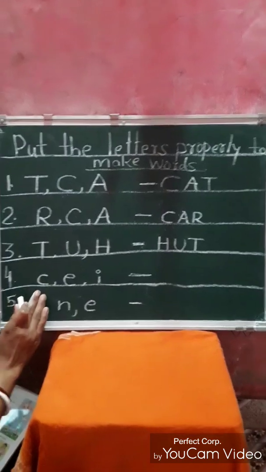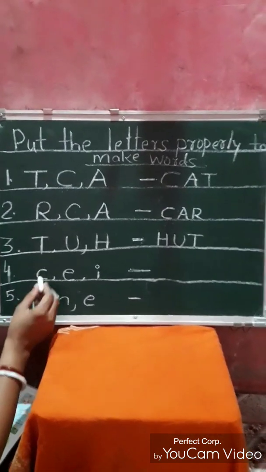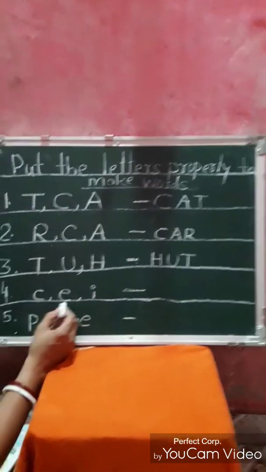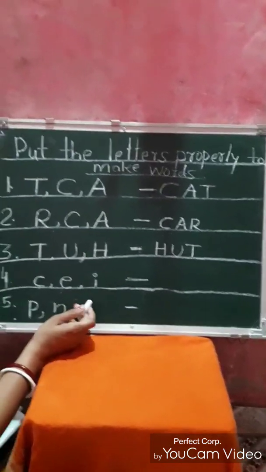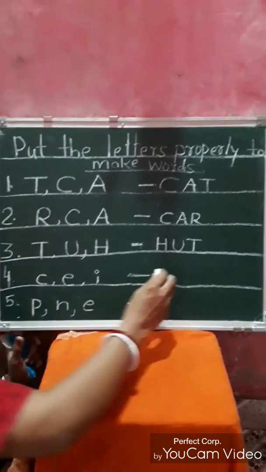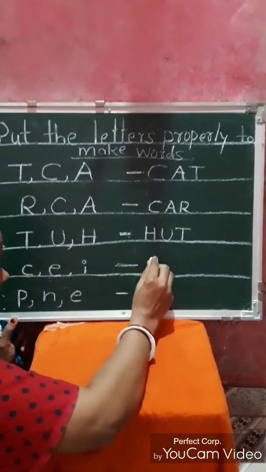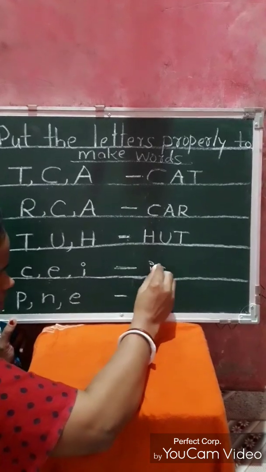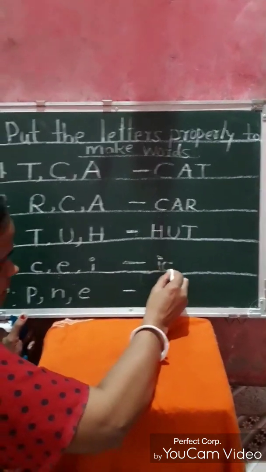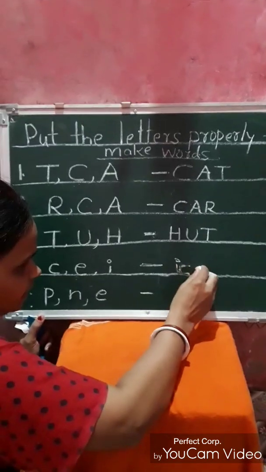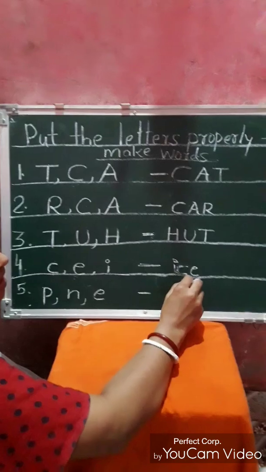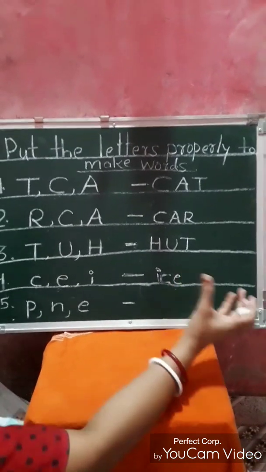We move to our number 4 example. Here the letters are C, E, I. We are going to arrange them in a proper order to make a meaningful word. I, C, E. I-C-E means ice. Ice means birth.